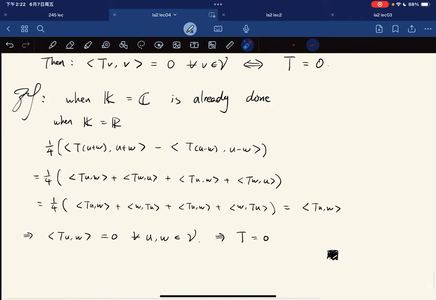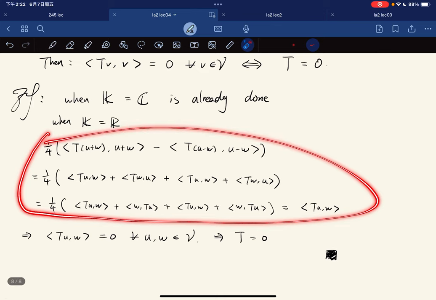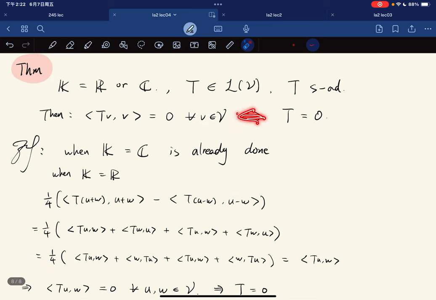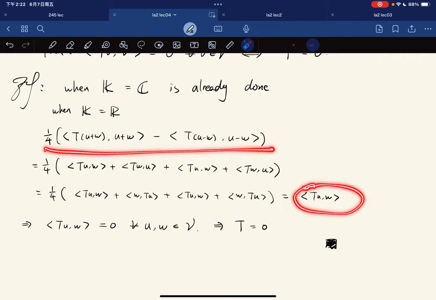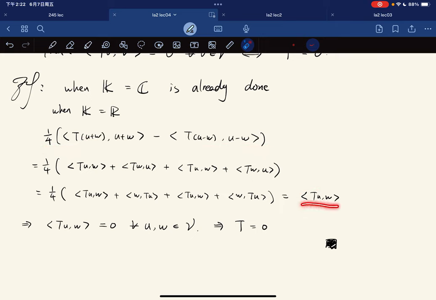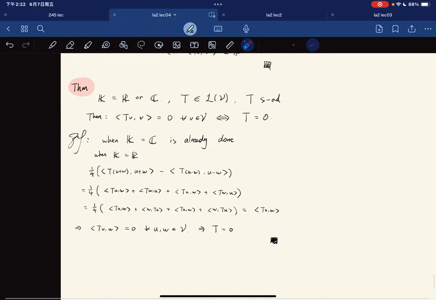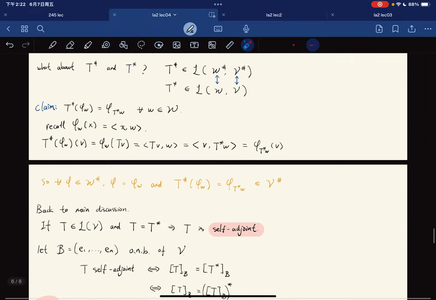And again, because this is so simple, we only verify this direction. In this direction, we see that TUV is equal to this, which is 0, so TUV is 0 for any U and V, so T is equal to 0. Okay, so this concludes everything for self-adjoint operators.